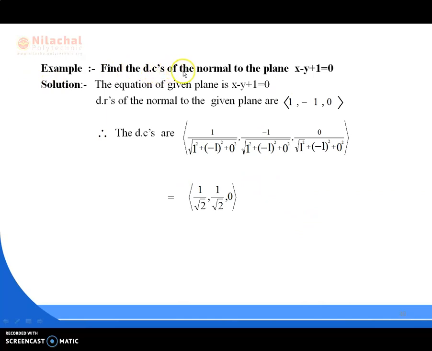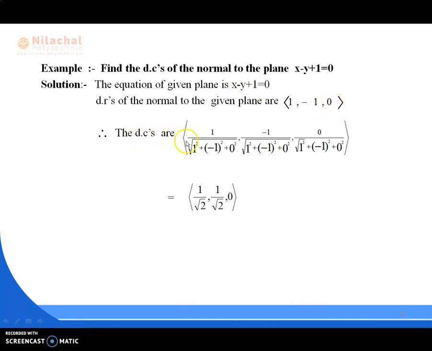Find the direction cosines of the normal to the plane. The plane equation is x minus y plus 1 equals 0, and our question is to find the direction cosines. First of all, we know that the direction ratios come from the plane equation: the x coefficient, y coefficient and z coefficient are a, b, c, the direction ratios. So the direction ratios of the normal to the given plane are 1, minus 1, and the z coefficient is not there, so it must be 0.